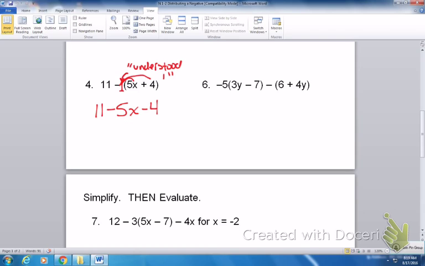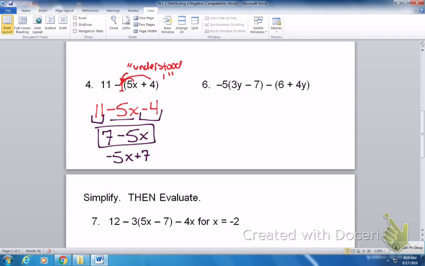Now we need to look for any like terms we could combine. I've got an 11 here and a minus 4 here, but all I have with x's is negative 5x. So I have 11 minus 4 is going to be 7, and then I have minus 5x. And that's your answer. Now again, and we talked about this on another one, if you put negative 5x plus 7, that is also correct, okay? Just watch your signs if you're putting those in different orders.